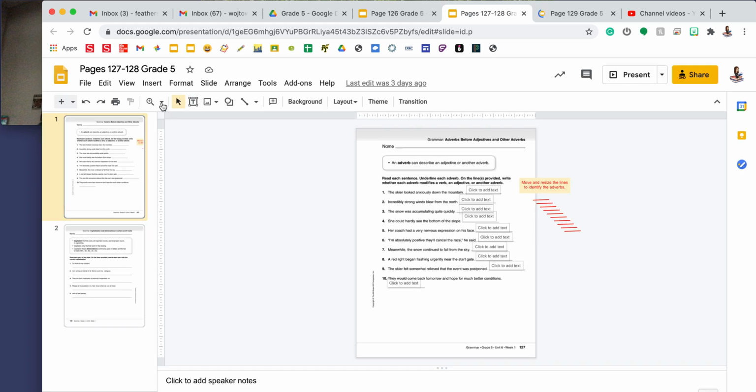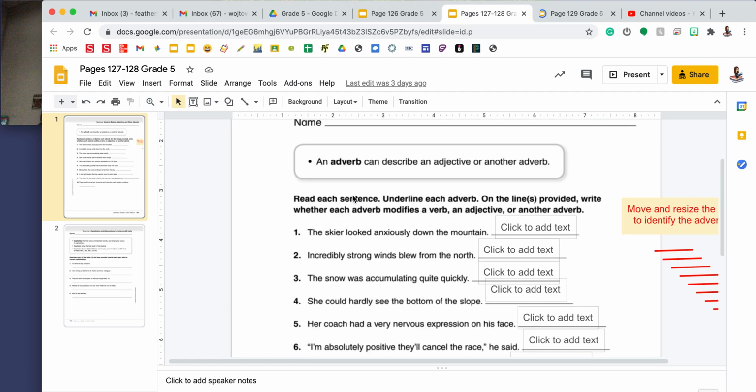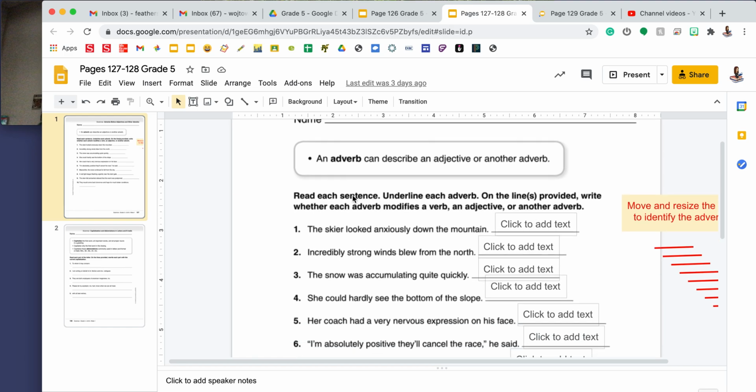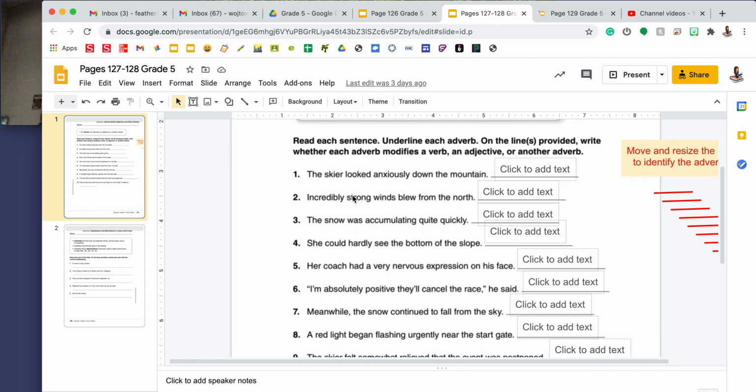On Tuesday, you have 2 pages. The first page is page 127. And on this page, you are looking at adverbs before adjectives and other adverbs. So again, an adverb can describe an adjective or another adverb. For this page, we're going to read each sentence, underline each adverb. On the lines provided, write whether each adverb modifies a verb, an adjective, or another adverb. Some of these might have more than one. So again, I will only have enough underlines for you to complete the page.